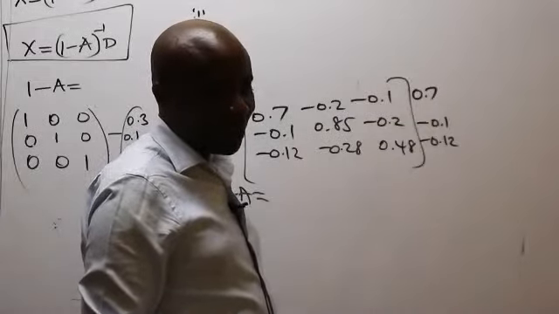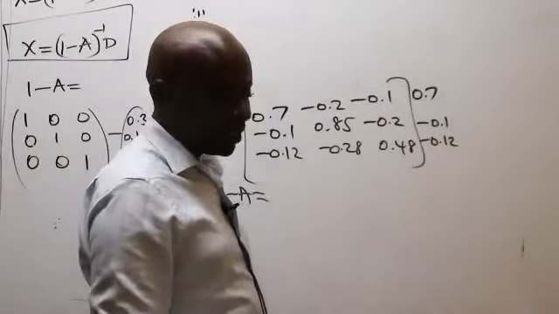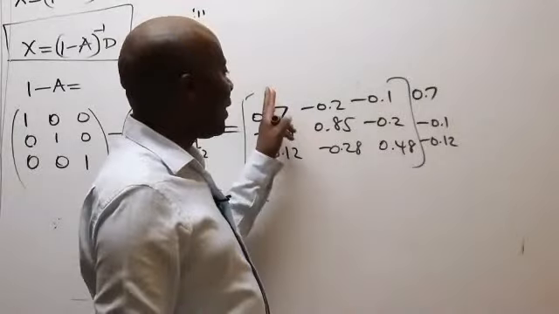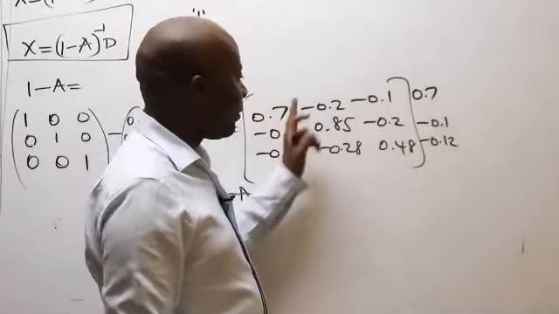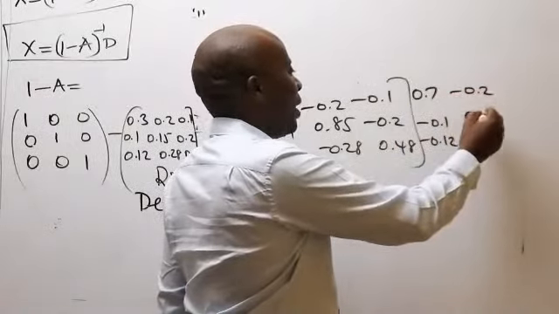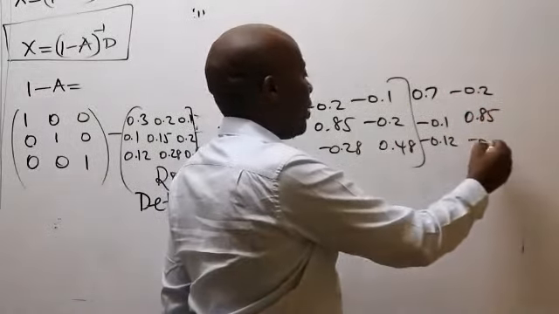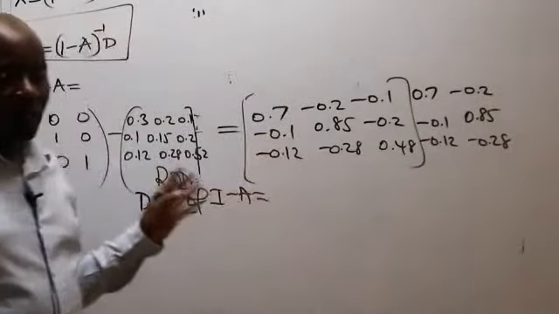Thank you very much, Veni, for coming out boldly with your figure. Yes. So come and duplicate the first two columns here. So we have minus 0.2, we have 0.85, and then we have minus 0.28 like that. It's a rule. You duplicate the first two columns.